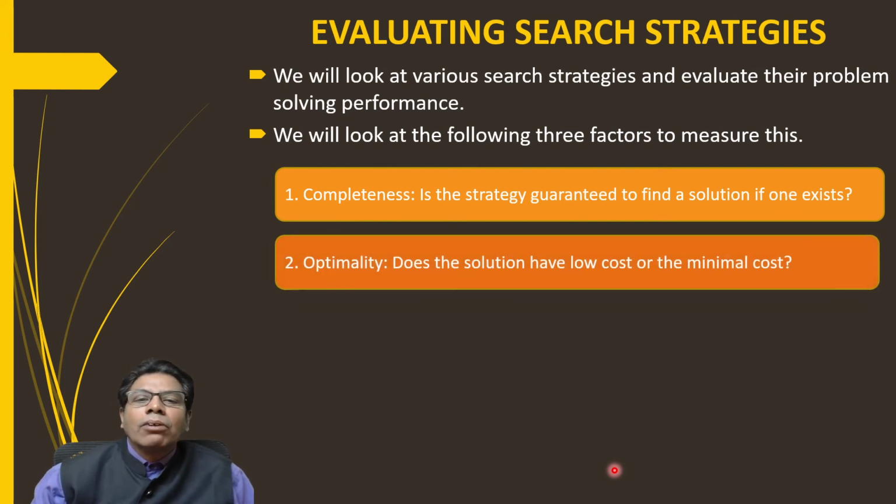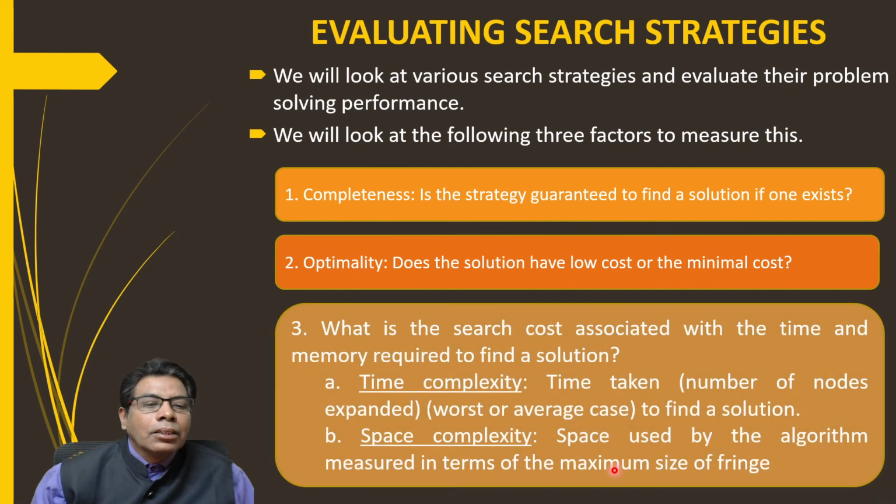Then secondly, we have the optimality. Does the solution have low cost or the minimal? Whether whatever solution we are finding, it is having the minimum cost. That is important. And then third is, what is the search cost associated with time and memory required to find the solution? So time and memory, these are the two requirements.